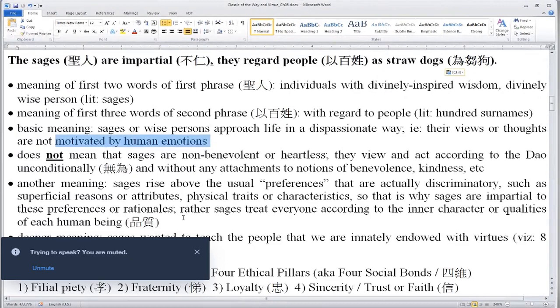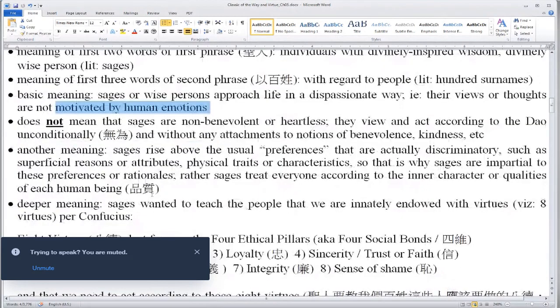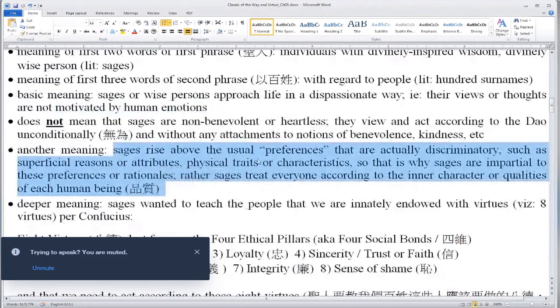Okay. Another meaning is that sages rise above the usual preferences that are actually discriminatory, such as superficial reasons or attributes, physical traits or characters. That's why sages are impartial to those preferences or rationale. Rather, sages treat everyone according to the inner character or qualities of each human being. Okay? So they're not reliant on basic human notions or emotions.